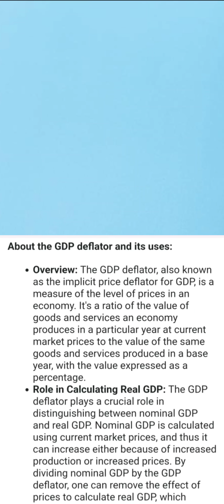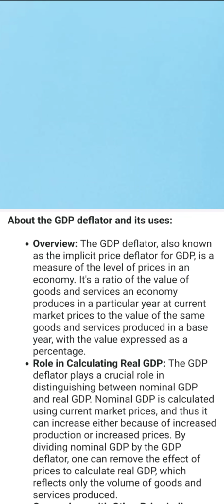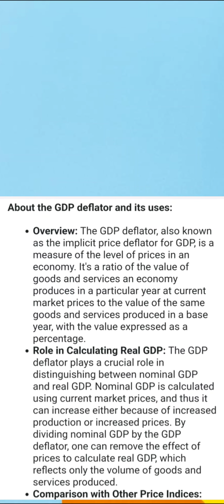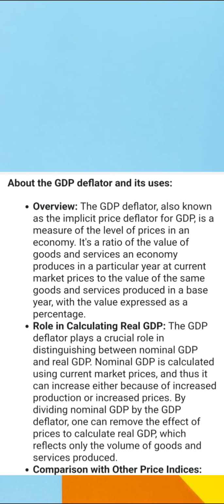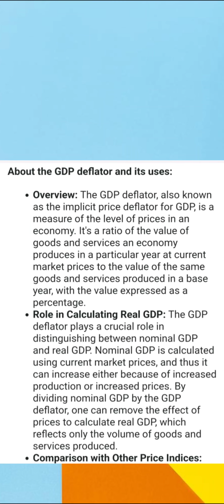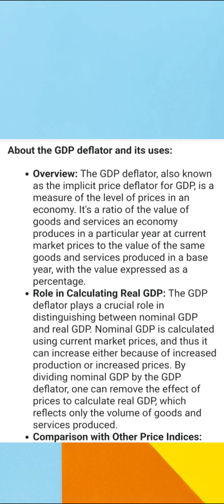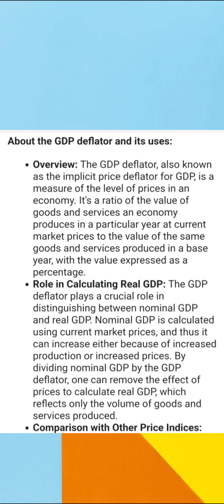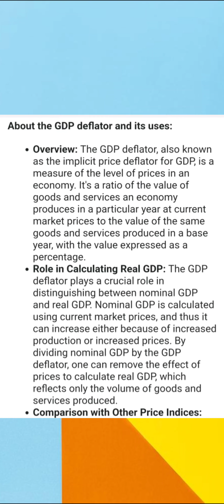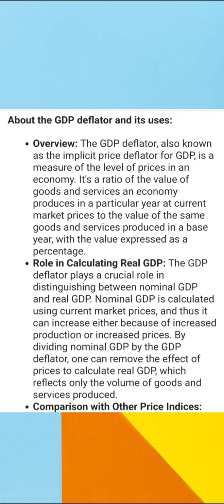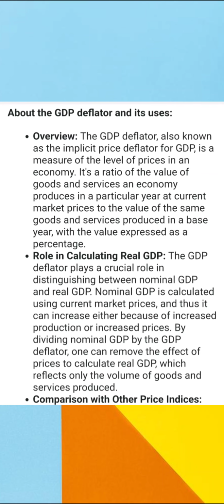Role in calculating real GDP. The GDP deflator plays a crucial role in distinguishing between nominal GDP and real GDP. Nominal GDP is calculated using current market prices, and thus it can increase either because of increased production or increased prices. By dividing nominal GDP by the GDP deflator, one can remove the effect of prices to calculate real GDP, which reflects only the volume of goods and services produced.